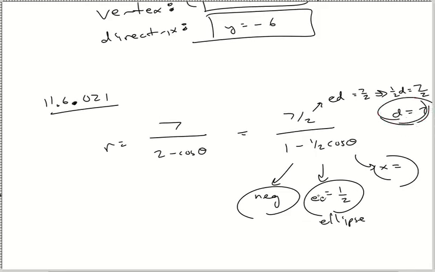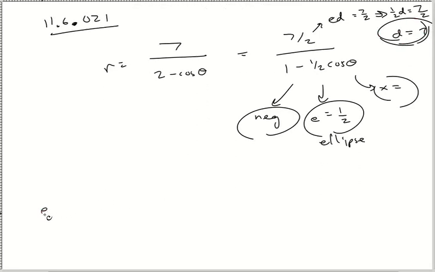Okay, so let's put it all together. I got an eccentricity of 1/2. I have my directrix is x equals negative 7. And they want you to graph it, of course. They got a lot of stuff on this question. Apparently it's a big, big question.